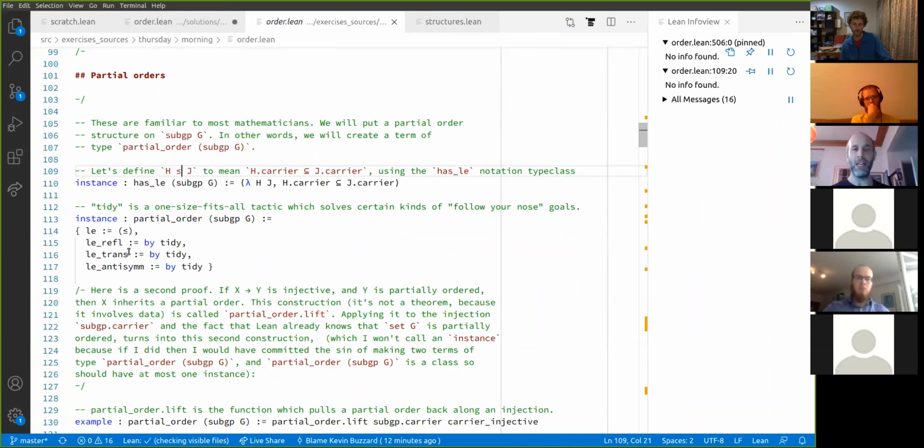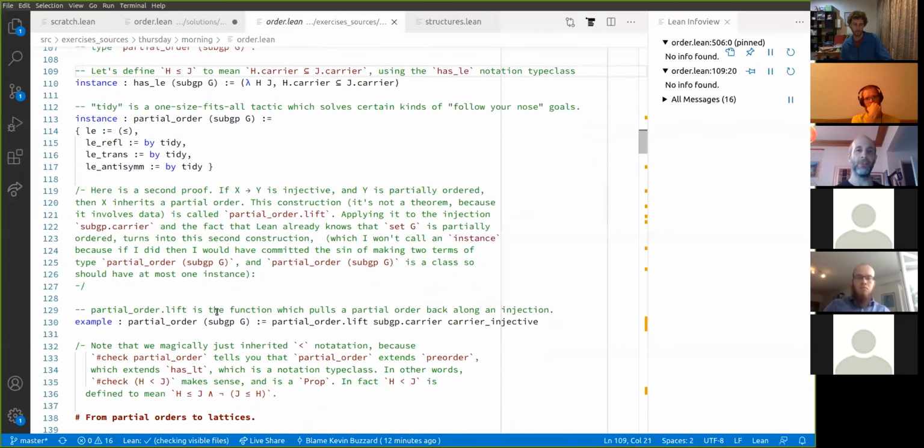Because really, it's a question about sets, and by extensionality of sets, it becomes a question about logic. It becomes a logical question, right? Like LE-REFL boils down to the statement that P if and only if P, and LE-TRANS boils down to the statement that if P implies Q and Q implies R, then P implies R. And LE-ANTISYM says if P implies Q and Q implies P, then P if and only if Q. So the tidy tactic does all of those things. So there's a nice automated proof that subgroups are a partial order.